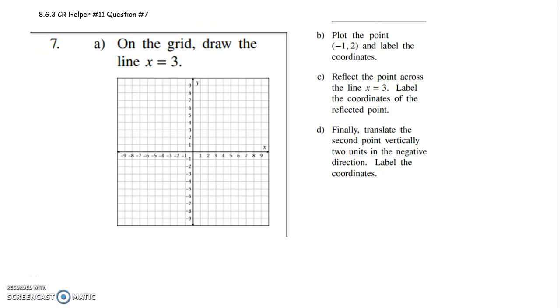All right, 8th graders, this is to help you with question 7 on CR number 11.